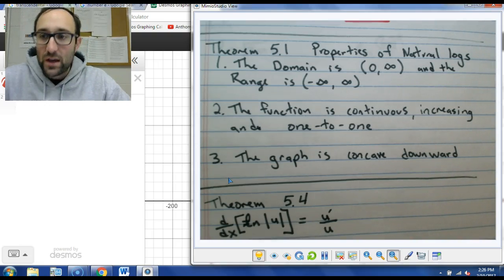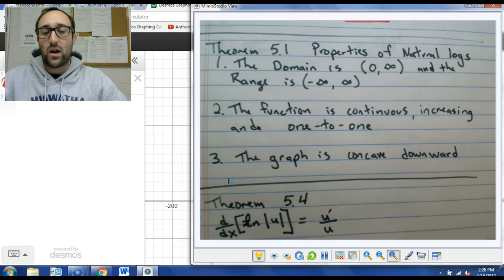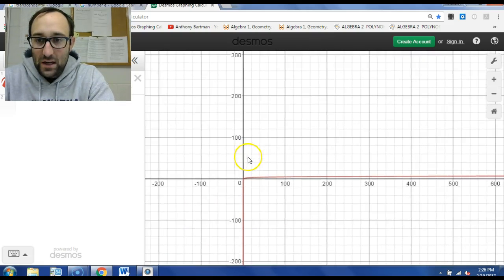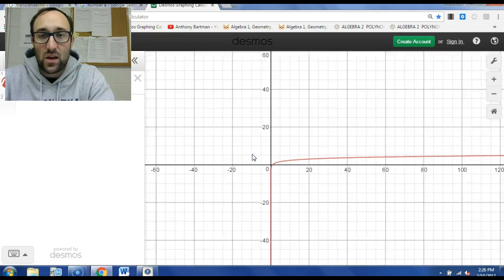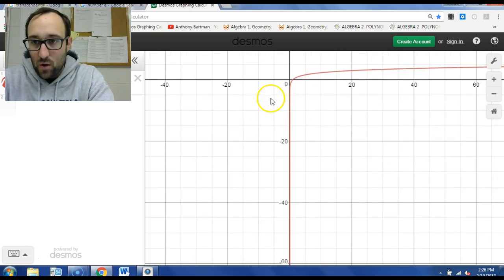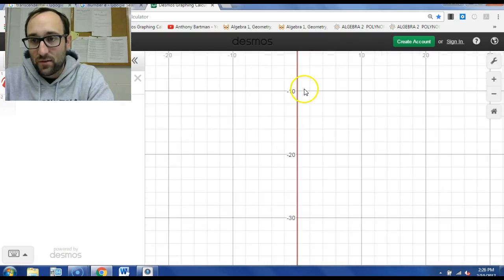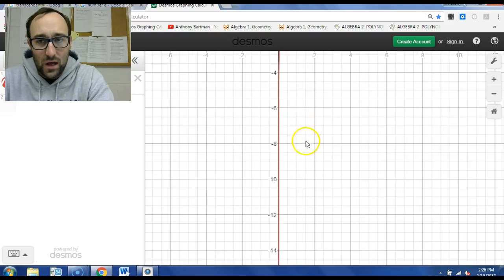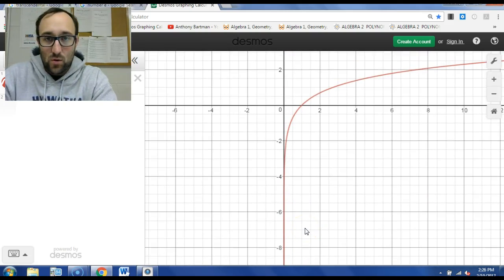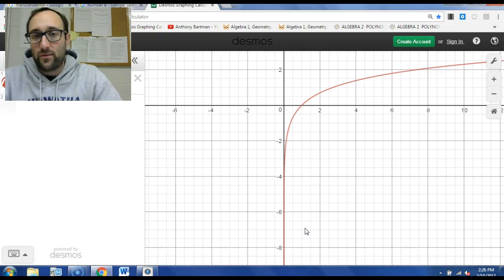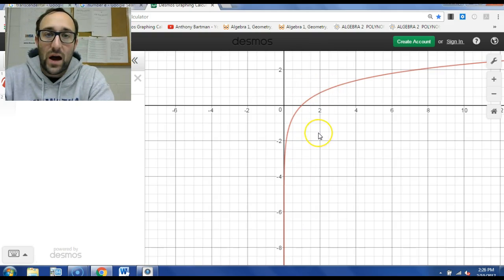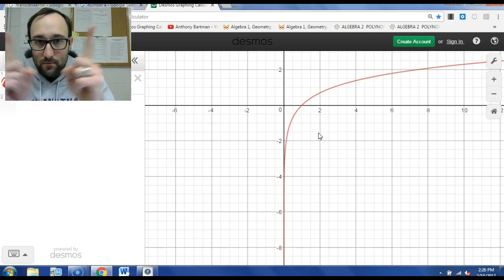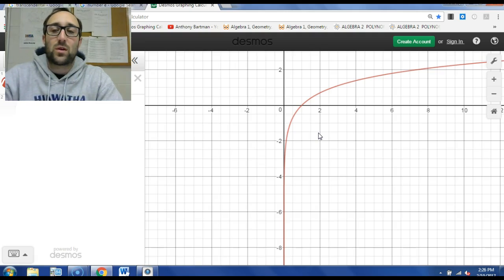The function is continuous, increasing, and 1 to 1. I don't think we've ever talked about 1 to 1 before. What 1 to 1 means is that you remember the vertical line test, where if it passes the vertical line test, then it's a function. If it passes the horizontal line test, then it is a 1-to-1 function, which means each input only has one output. One input, one output, 1 to 1. Got it? Great. So that's what it means to be a 1-to-1 function.